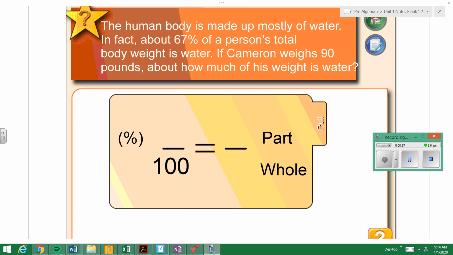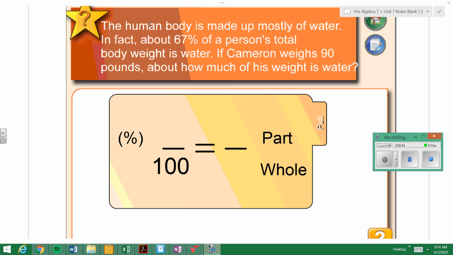So let's get this example here where it says the human body is made up of mostly water. This is true. In fact, about 67% of a person's total body weight is indeed water. Okay, if Cameron weighs 90 pounds, about how much of his weight is water?